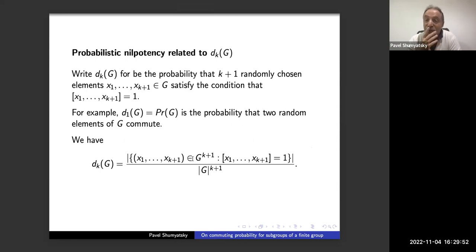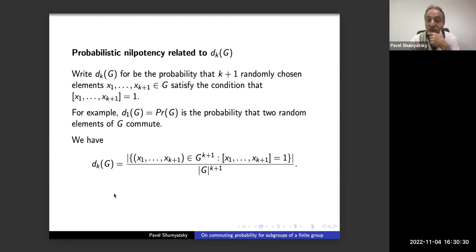Okay, but also I would like to mention another probabilistic nilpotency, which is quite popular nowadays. Given a finite group G, write D sub k of G for the probability that k plus 1 randomly chosen elements of G satisfy the condition that the long commutator is trivial. Here, when we write such a long commutator, we always mean the left-normed commutator. Then D sub 1 of G is just the usual commuting probability, as we mentioned.